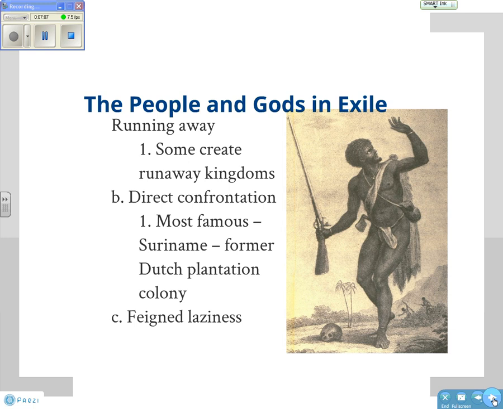All right, are there resistance movements? Is there resistance to this form of slavery? Yes, three main ones. The first one here is running away. Some will create runaway kingdoms, particularly in South America. Remember, the sugar plantations are closer to the coast, so sometimes they will flee into the interior and establish their own towns and kingdoms, if you will.